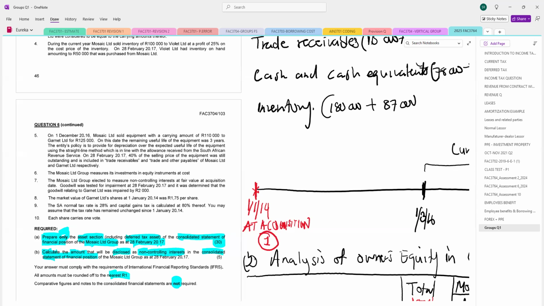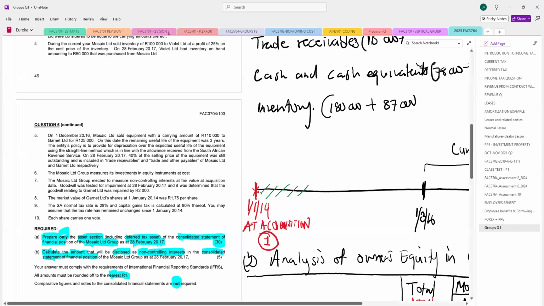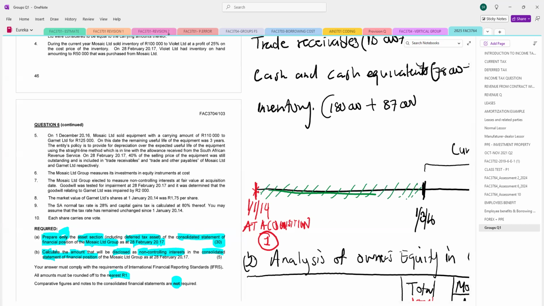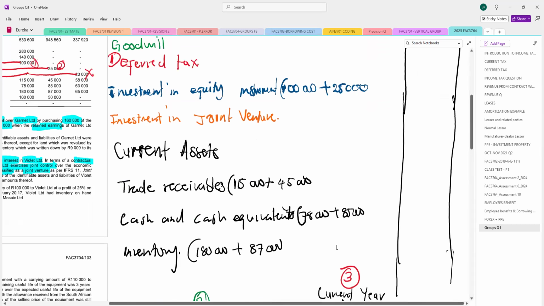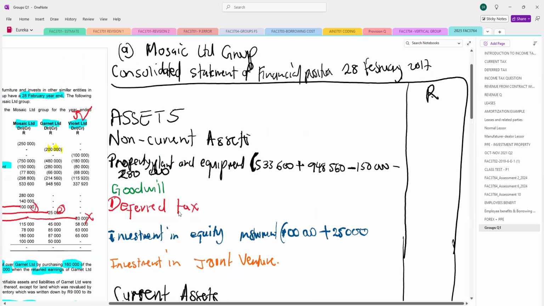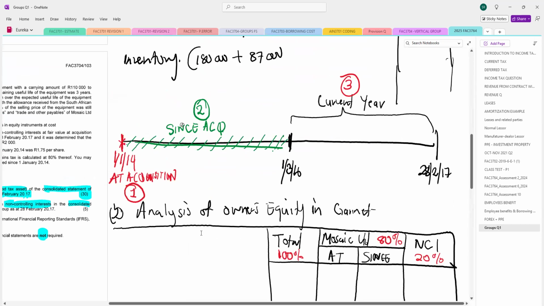Then in between, after this date, all the way to the beginning of the current financial period where we are right now, this is referred to as since acquisition. This is referred to as my stage number 2. Now, understanding these stages is very, very important so that you know how they play a role in consolidation. So we started off by showing you how I'm consolidating, but how do these stages play a role?